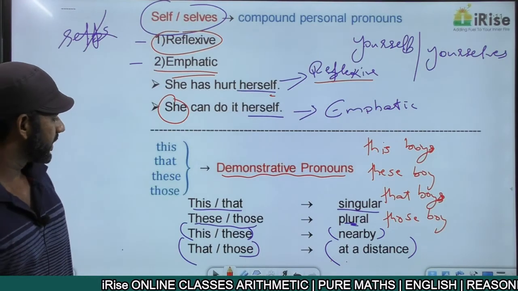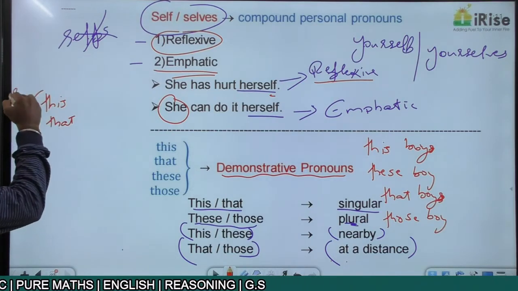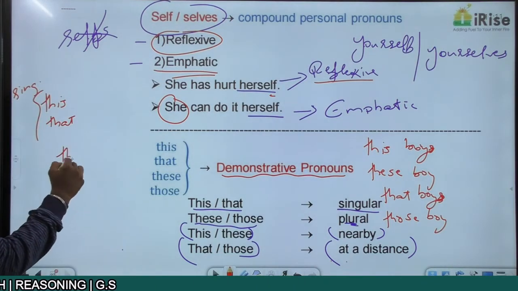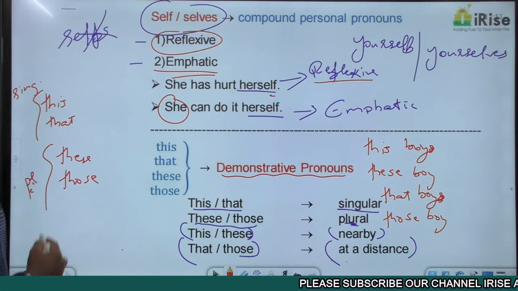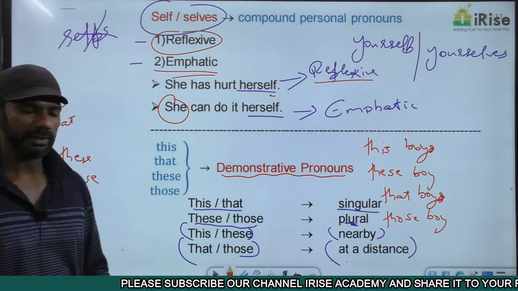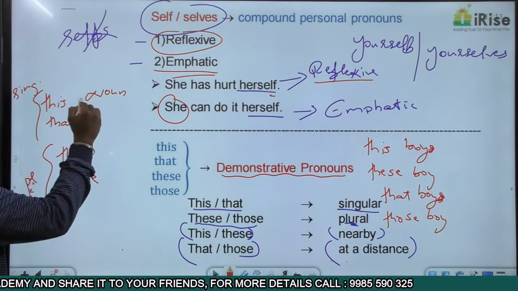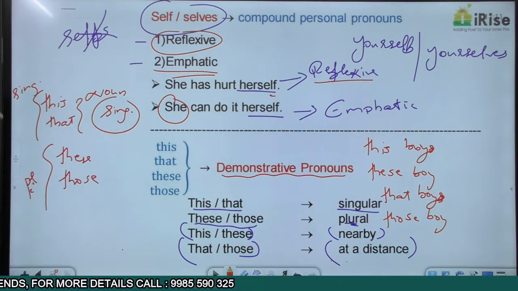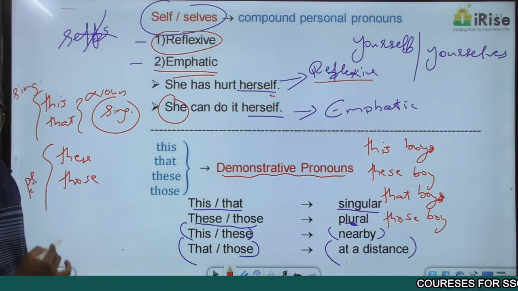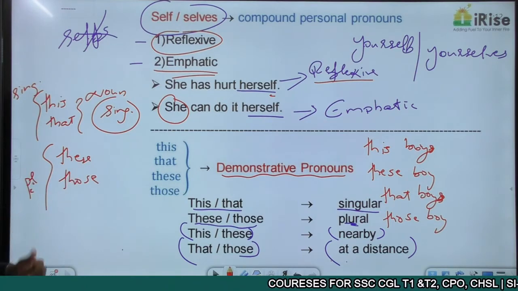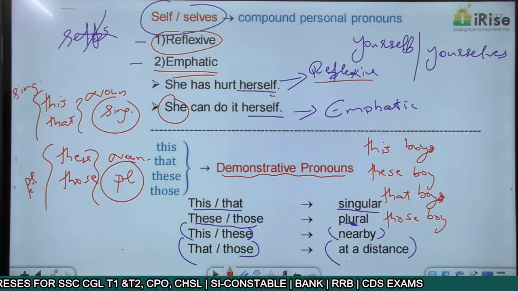Now, as I told you, this and that are singular, right? These and those are plural. As this and that are singular, the noun along with this and that must also be singular. As these and those are plural, the noun along with these and those must also be plural.